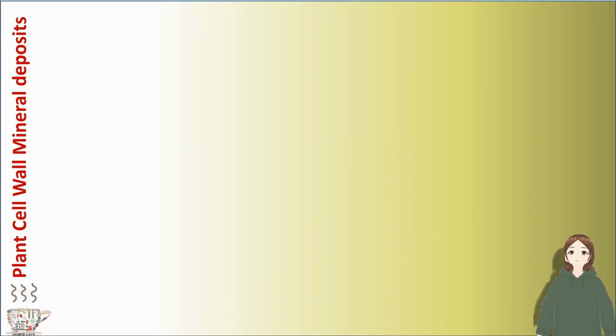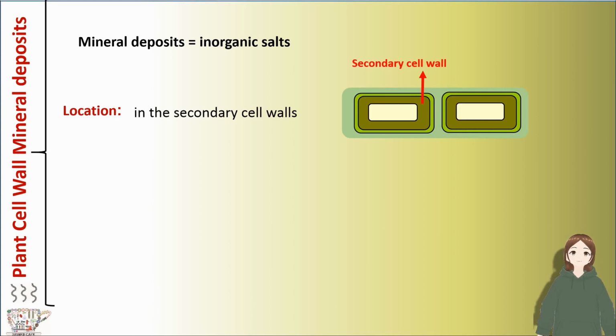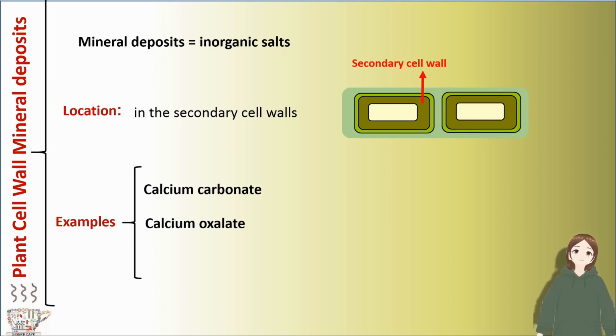Plant cell wall mineral deposits. Mineral deposits or inorganic salts are located in the secondary cell walls. Calcium carbonate, calcium oxalate, and silica are important examples of mineral deposits.